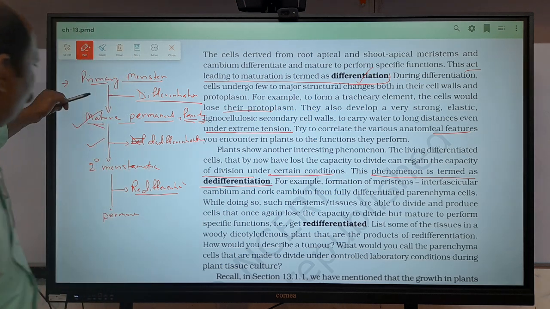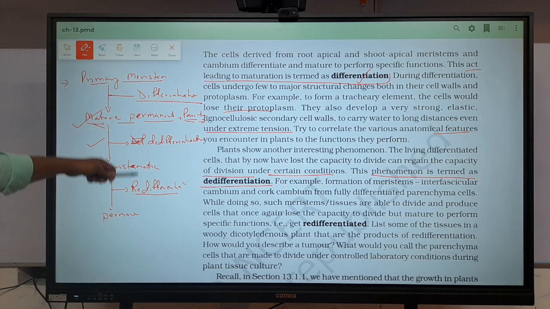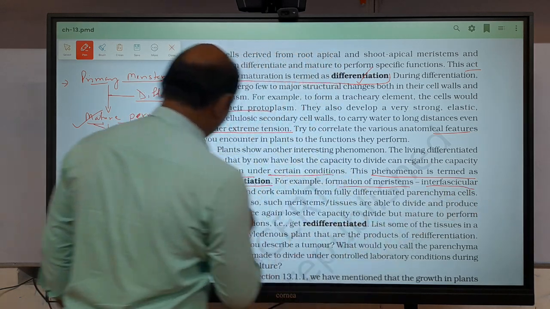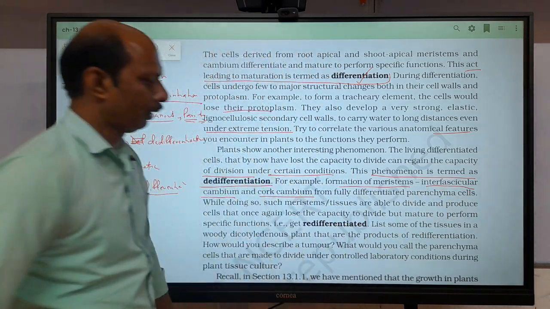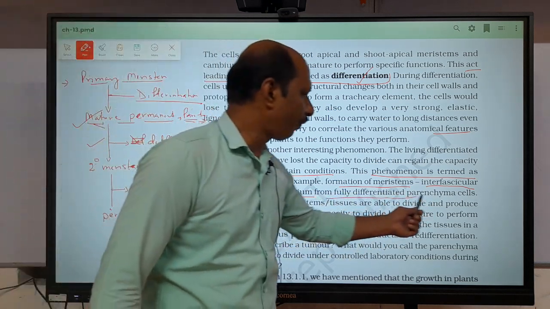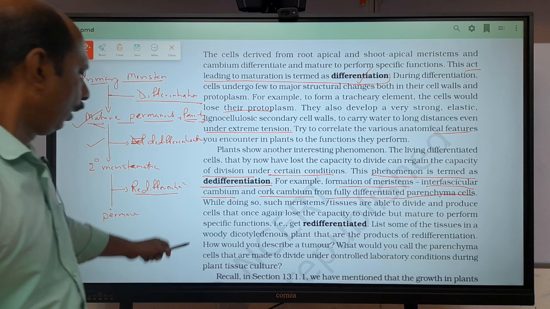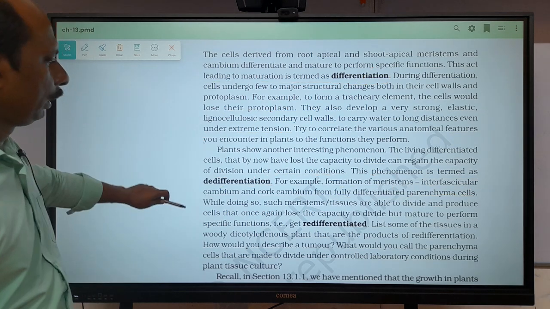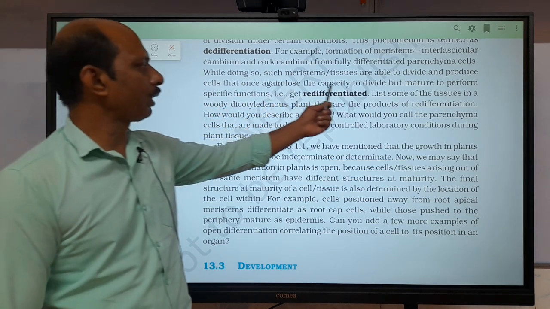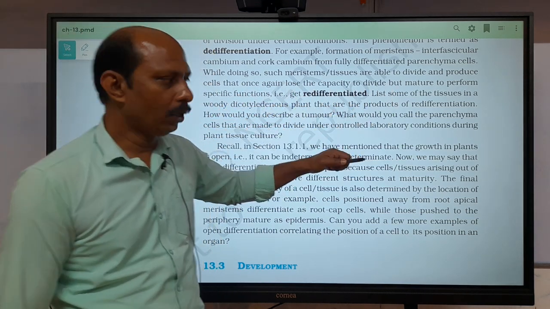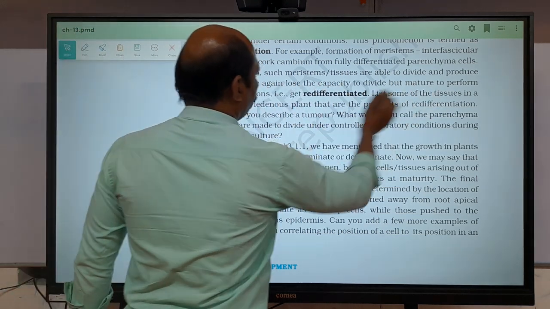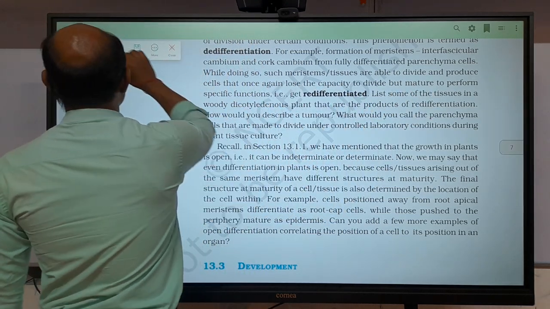So this is the sequence: first differentiation, de-differentiation, and then re-differentiation. For example, formation of meristematic interfascicular cambium and cork cambium from fully differentiated parenchyma cells. It is given here. Now, while doing so, such meristematic tissues are able to divide and produce cells that once again lose the capacity to divide but mature to perform specific functions.